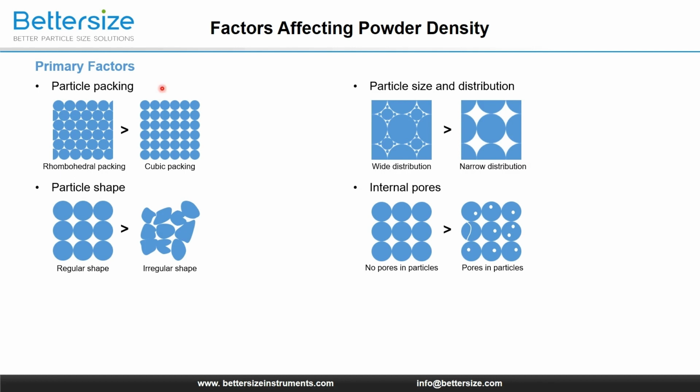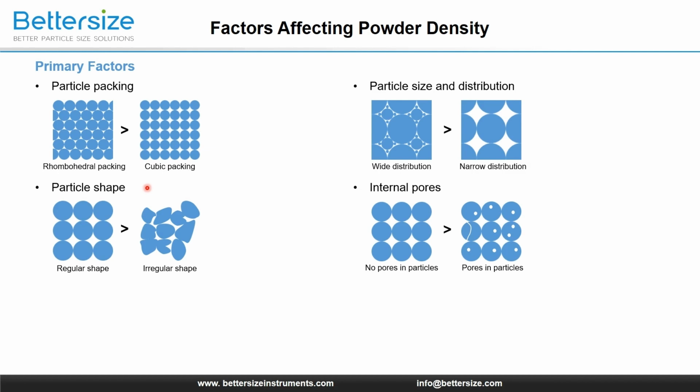Particle packing. A tighter packing arrangement will result in a higher powder density. For instance, rhombohedral packing leads to a higher density than cubic packing. Particle size and distribution. A wide particle size distribution increases the likelihood of fine particles migrating into the void that is formed between larger particles. Therefore, a system with a wider particle size distribution will form a structure that is less void.